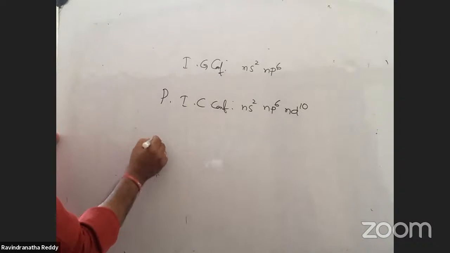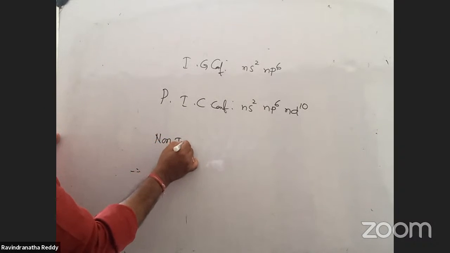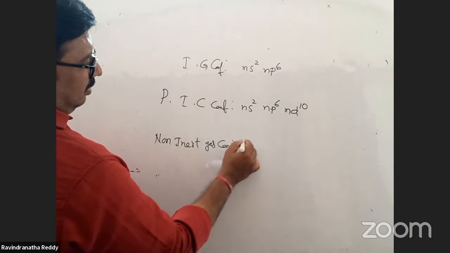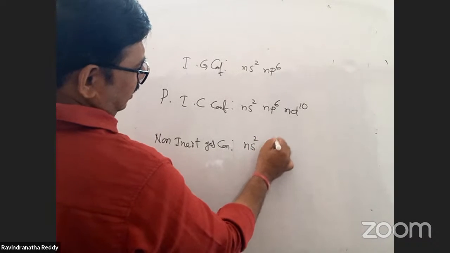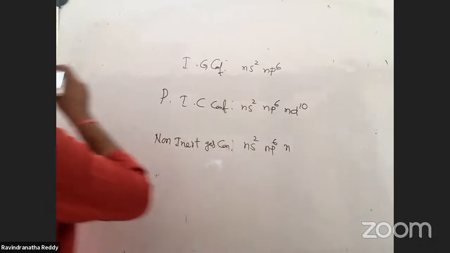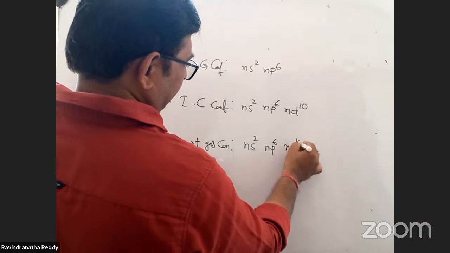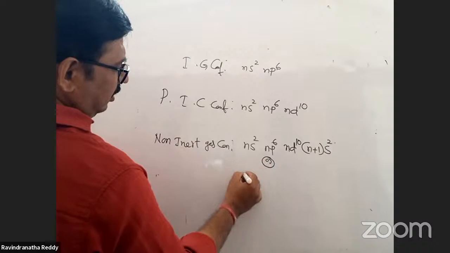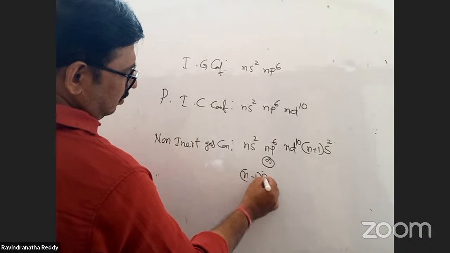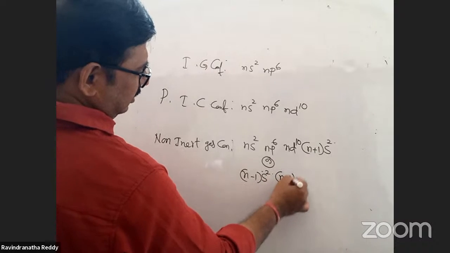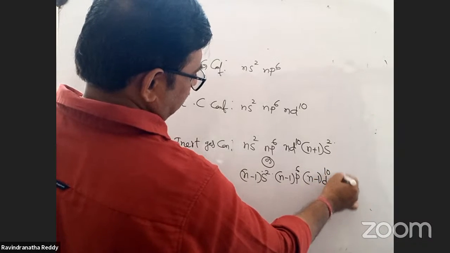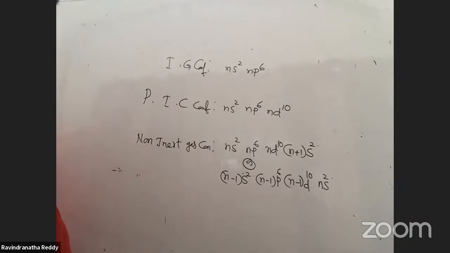Next, another one is the non-inert gas configuration. What is this one? Non-inert gas configuration: (n-1)s2, (n-1)p6, (n-1)d10, ns2. This is the non-inert gas configuration.